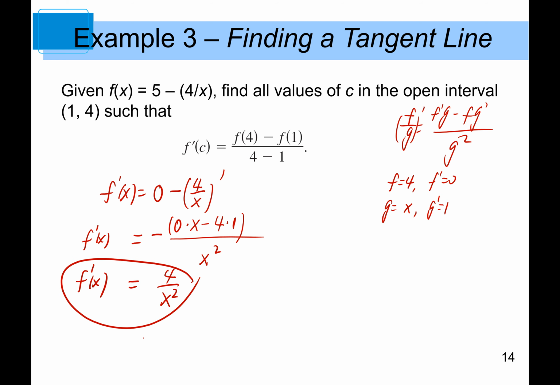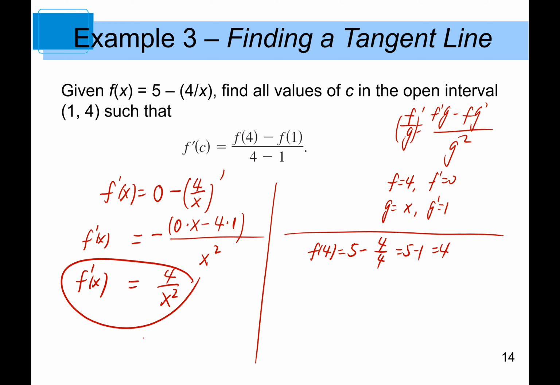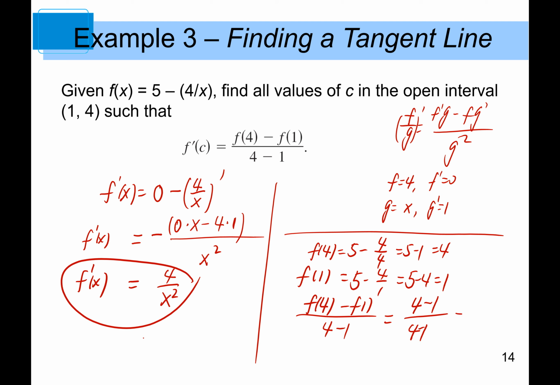And then, next step, find out what f of 4 minus f of 1 is. f of 4 equals 5 minus 4 over 4, which is 5 minus 1, giving us 4. f of 1 equals 5 minus 4 over 1, which is 5 minus 4, which is 1. So f of 4 minus f of 1 over 4 minus 1 gives us 4 minus 1 over 4 minus 1, which gives us 1.